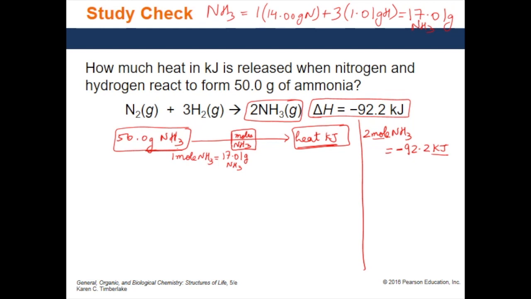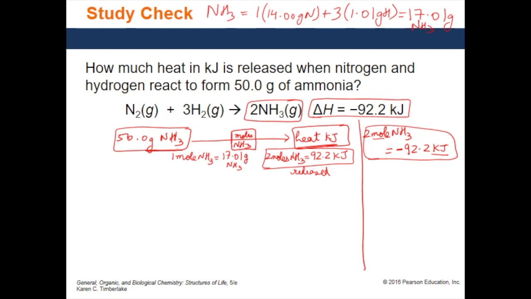And the next conversion factor between moles and heat is right here. 2 moles of ammonia is 92.2 kilojoules of heat. Like I said, if you put a negative sign, that means it's released, or if you don't put a negative sign, you just have to mention that this heat is released during the reaction.